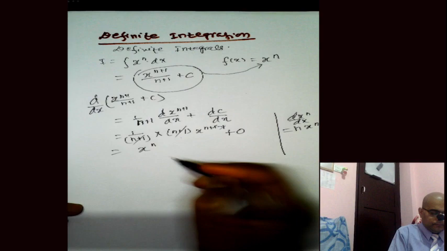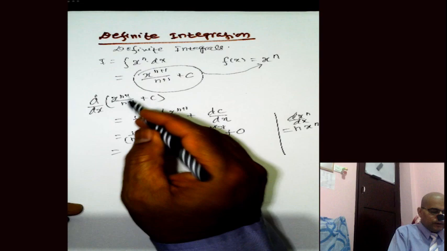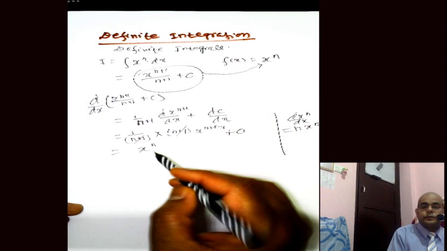So if the antiderivative of x^n is x^(n+1) by n+1, then the derivative of this term plus constant must be x to the power n. So let's now discuss how to find the definite integral of the given function. Before going into the details of the theory, first we'll discuss the technique to calculate definite integrals. Let's take up one example.